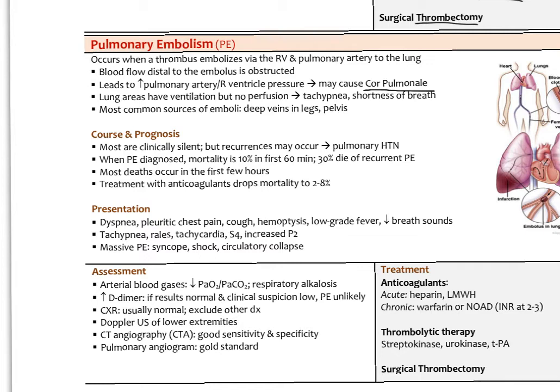Basically, lung areas get ventilation but no perfusion, and again, that can cause a rapid heartbeat, tachypnea, a rapid breathing rate, and shortness of breath. And the most common sources of these PEs would be deep veins in the legs and the pelvis. So again, we can look for the signs and symptoms of those clinically.